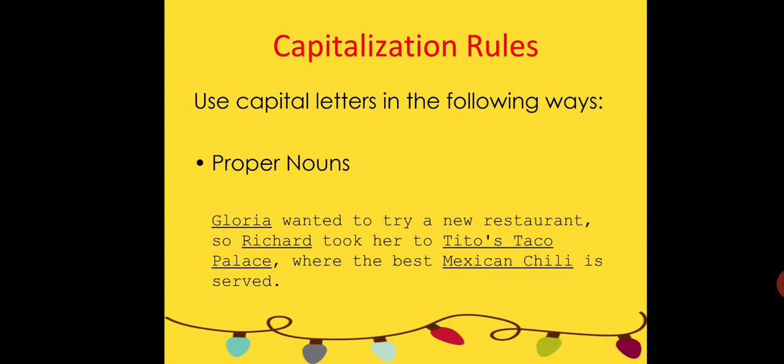Capitalization rules: use capital letters in the following ways. Proper nouns. Gloria wanted to try a new restaurant, so Richard took her to Tito's Taco Palace, where the best Mexican chili is served. Now, let us analyze how this sentence used the proper capitalization rules. So number one, the G for Gloria. Gloria is the beginning of the sentence, and Gloria is also the name of a person. So as Richard, that's why R for Richard is capitalized. What about Tito's Taco Palace? Tito's Taco Palace is the name of a restaurant, and Mexican chili is the name of a dish. So that is the reason why you capitalize this.